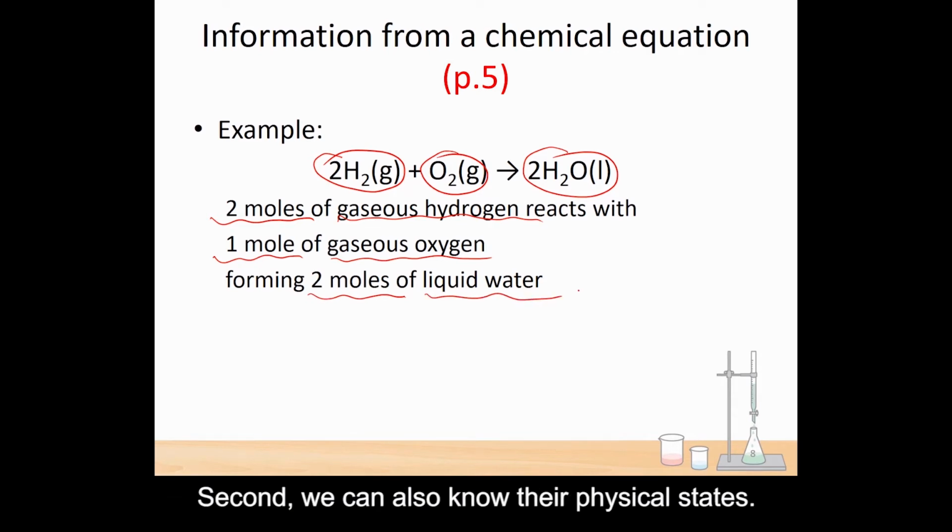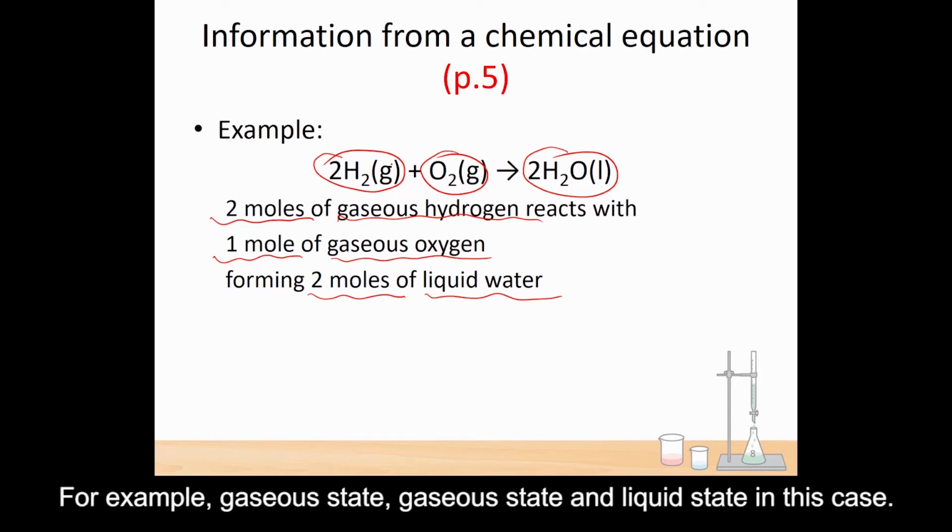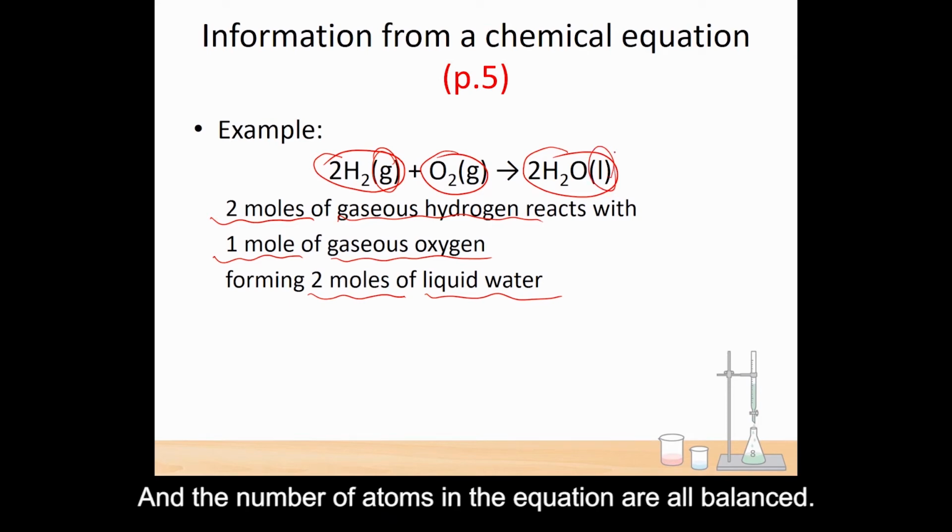Second, we can also know their physical states. For example, gaseous state and liquid state in this case. And the number of atoms in the equation are all balanced.